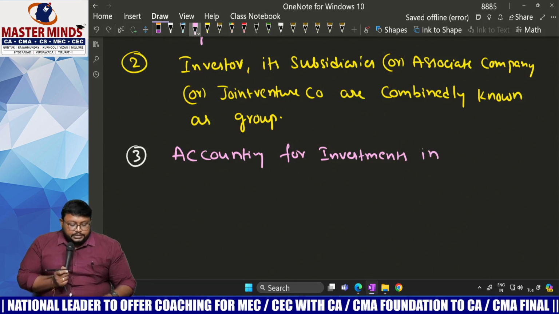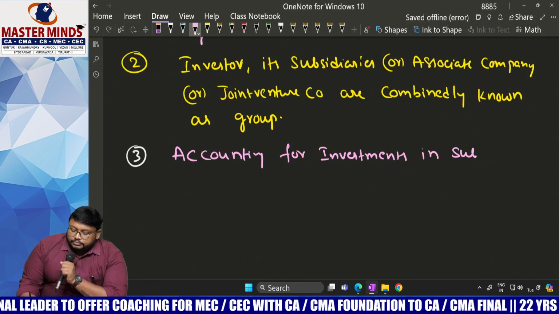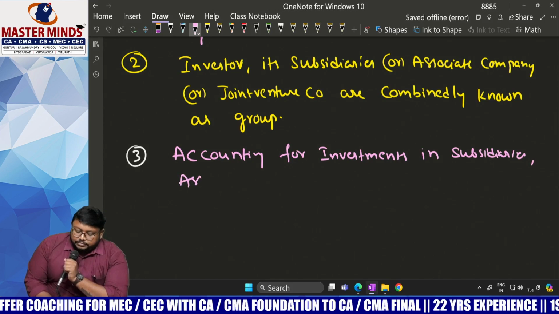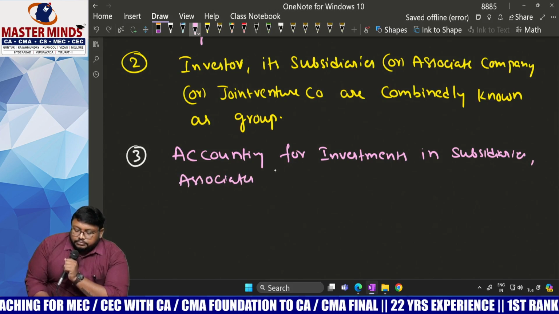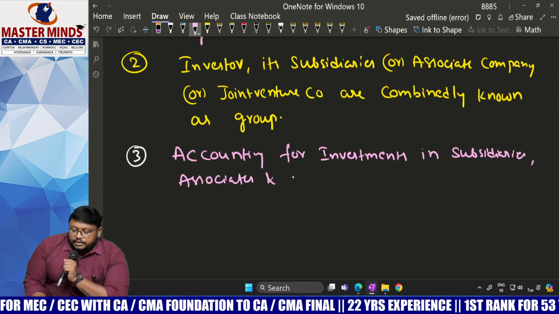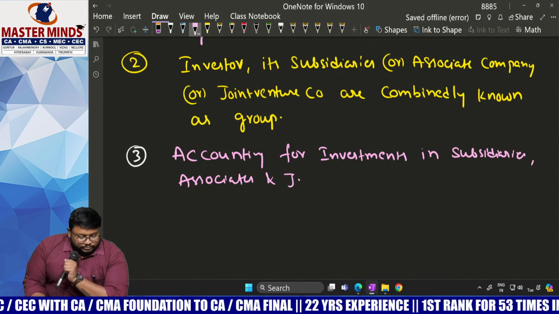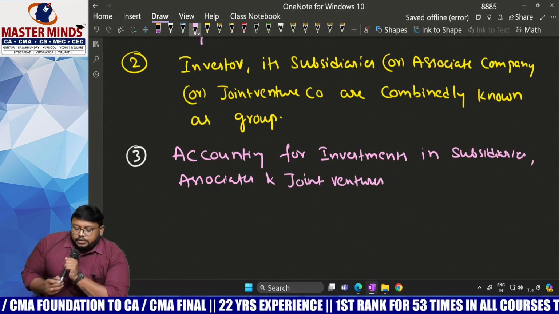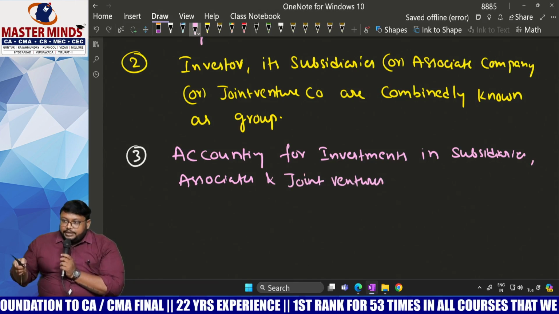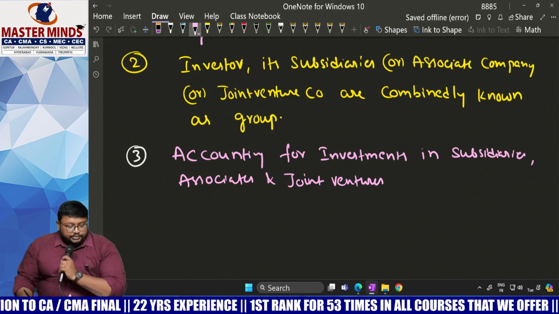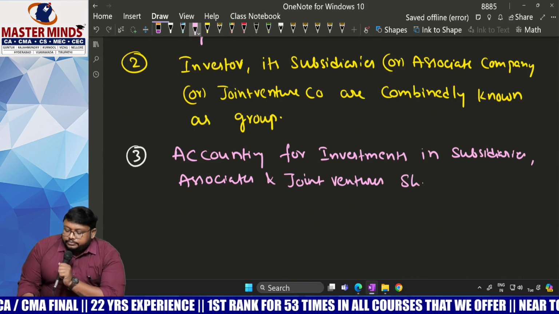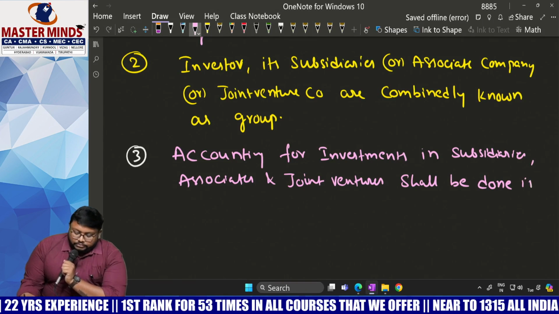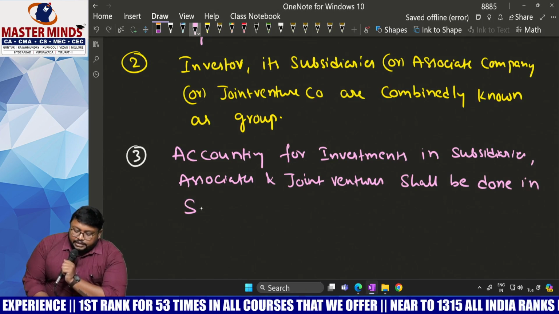Accounting for investments in subsidiaries, associates, and joint ventures. Accounting for investments in subsidiaries, investments in associates, and joint ventures shall be done in separate financial statements.